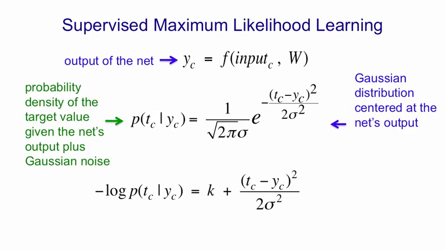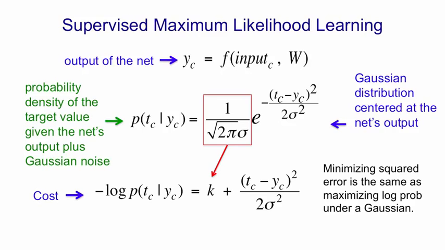If we now take logs and put in a minus sign, we see that the negative log probability density of the target value tc, given that the network outputs yc, is a constant that comes from the normalizing term of the Gaussian, plus the log of that exponential, with a minus sign in, which is just (tc minus yc) squared divided by twice the variance of the Gaussian. And so what you see is that if our cost function is the negative log probability of getting the right answer, that turns into minimizing a squared distance.